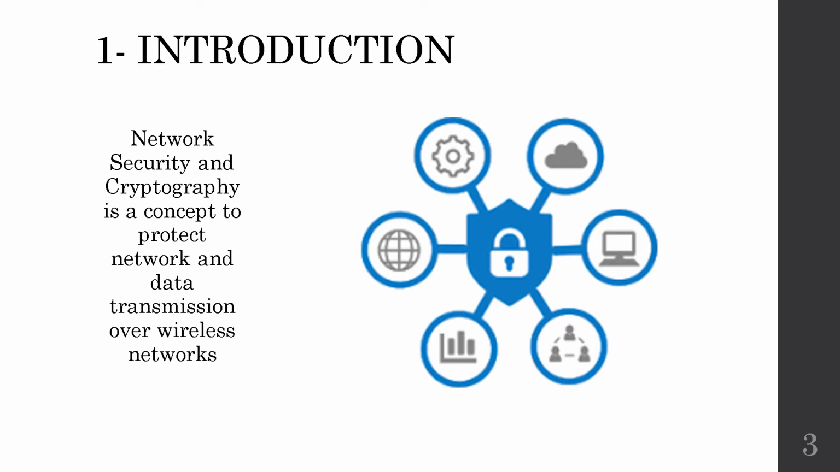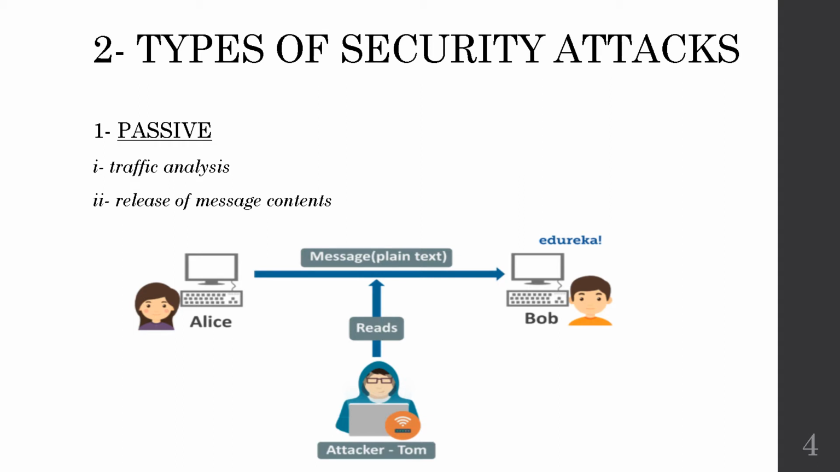Security of data can be done by a computer technique called cryptography. One can say that it is an emerging technology which is important for network security. There are two types of security attacks. I will start with the passive one.